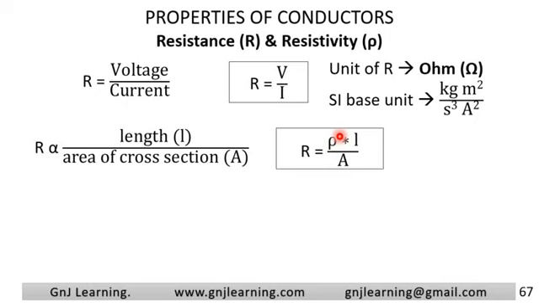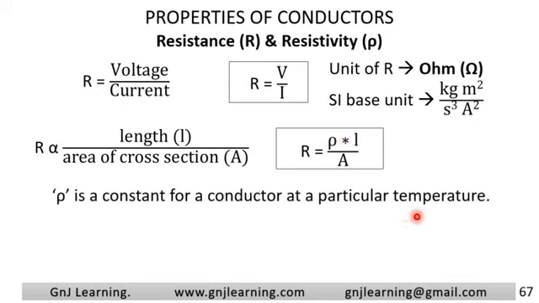This rho is a constant for a conductor at a particular temperature and pressure. So R is equal to rho into L by A. Rho is a proportionality constant. What is rho? Rho can be defined as the resistance of a conductor whose length is 1 meter and area of cross section is 1 meter square.